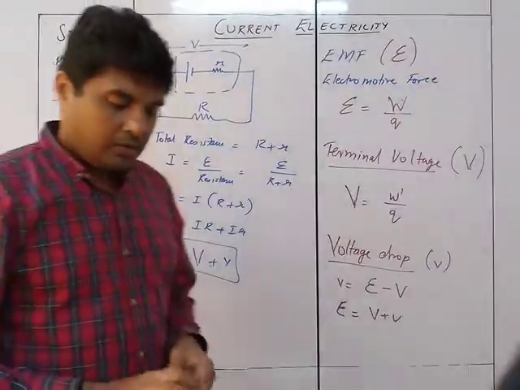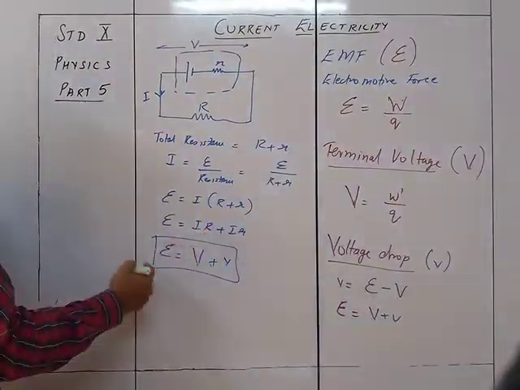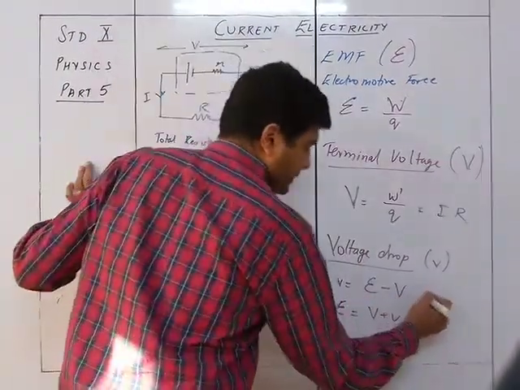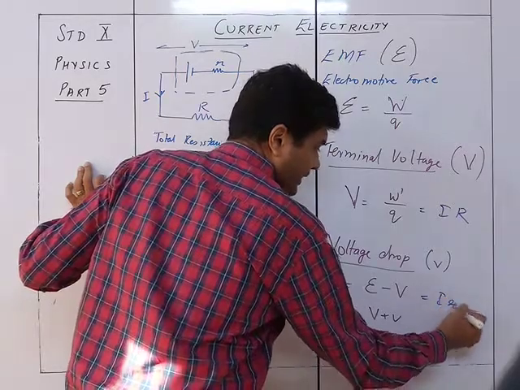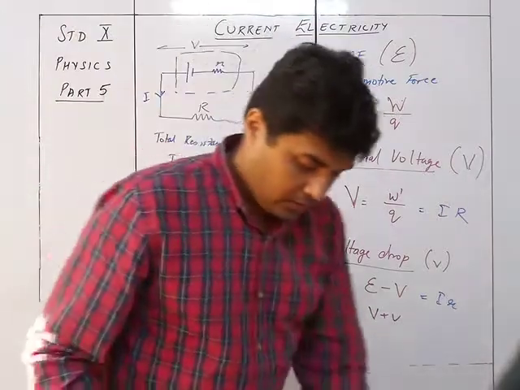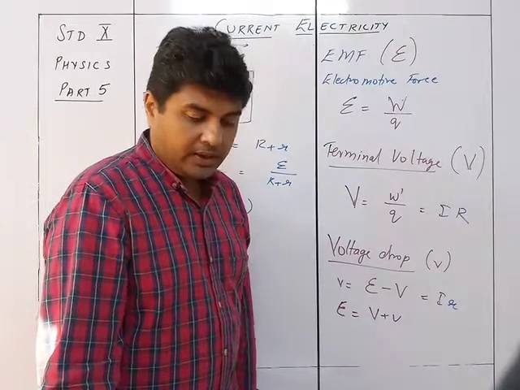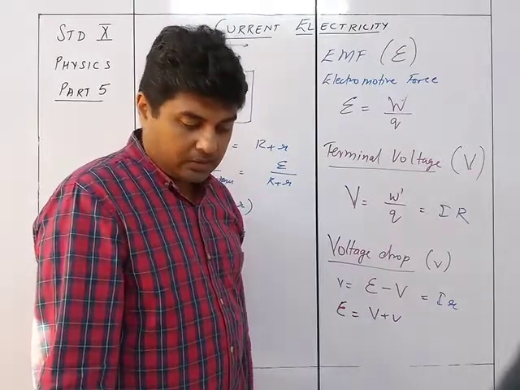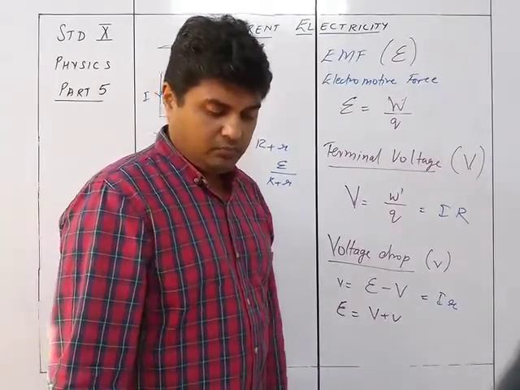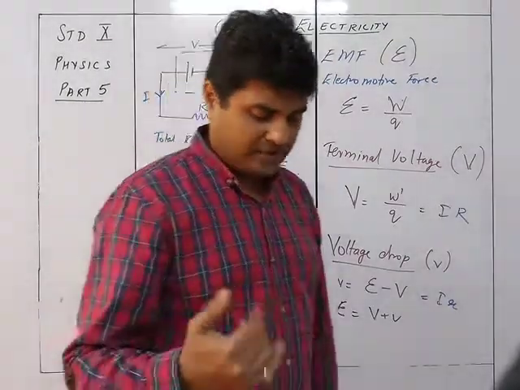Because we know that capital V is equal to I into R, and this one over here is equal to I into small r. Okay. So accordingly we have that epsilon is equal to V plus v, or small v is equal to epsilon minus V. From the equation, we can also find the value of r. r is equal to small v upon I, or epsilon minus V upon I.